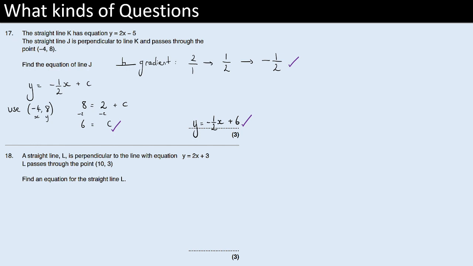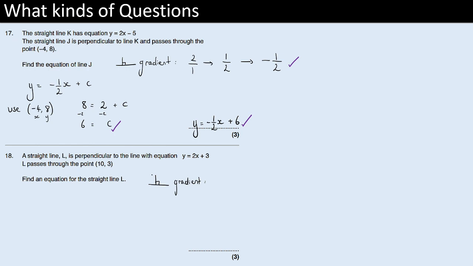Okay, so here we go. This time we've got a straight line L is perpendicular to the equation y equals 2x plus 3, and the line L passes through the point (10, 3). Find the equation of the straight line L. Okay, and just like we did before, if it's perpendicular to this line, I need to find the perpendicular gradient.